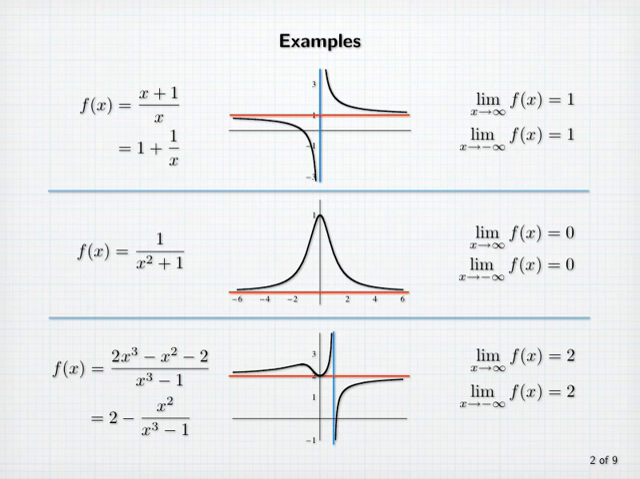Now notice also that we have a vertical asymptote at x equal to 1 because that's where the denominator is equal to 0, and the one-sided limits as x approaches 1 are both infinite.